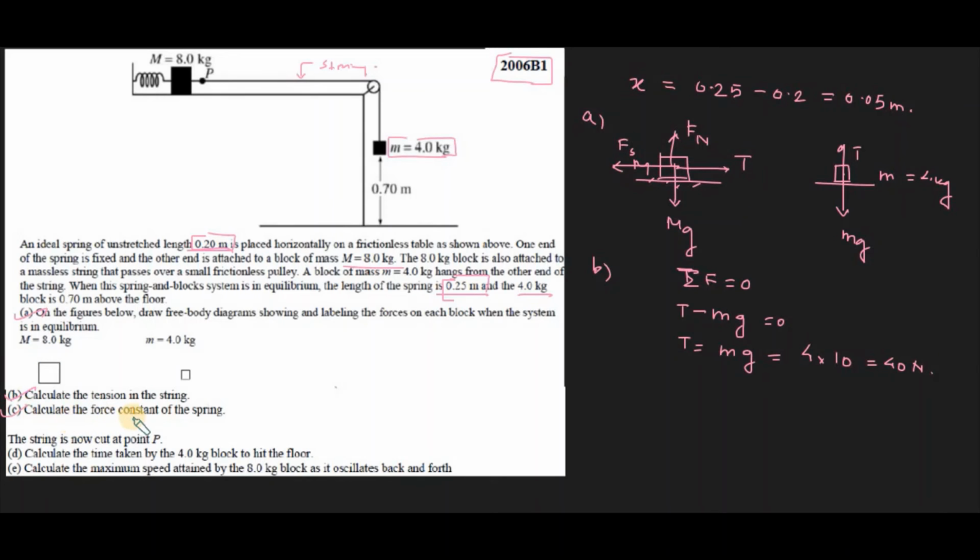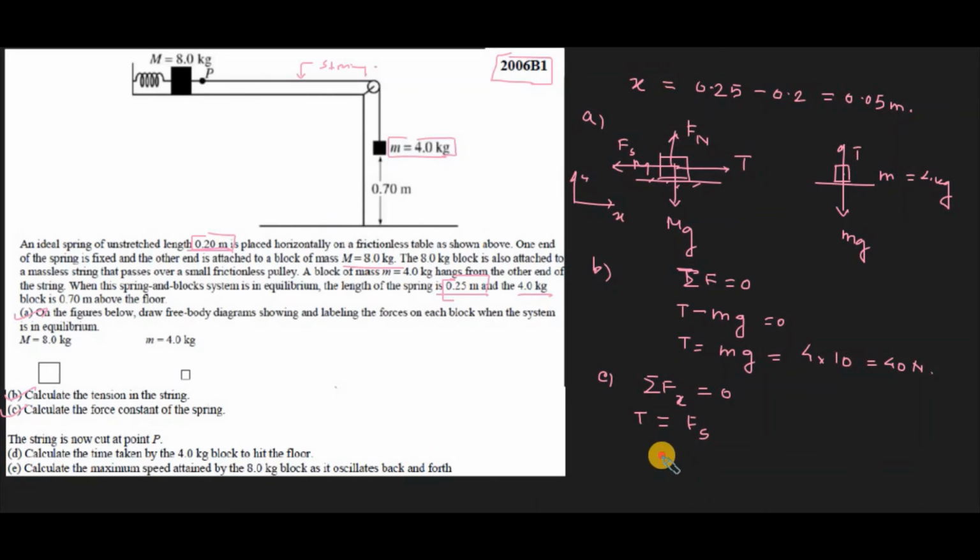For the third part, C, calculate the force constant of the spring. To find out the force constant, we can focus on the 8 kg block. On the 8 kg block, we can consider that the net force is also 0. Let's say that our coordinate system is x and this is our y axis, so along the horizontal direction, the net force should be 0. So from there we can say the tension which is produced in the string should be the same as the restoring force developed in the spring.